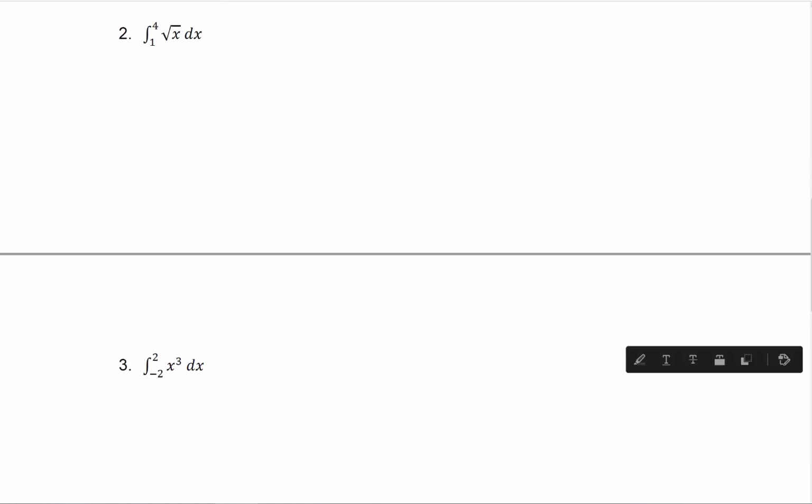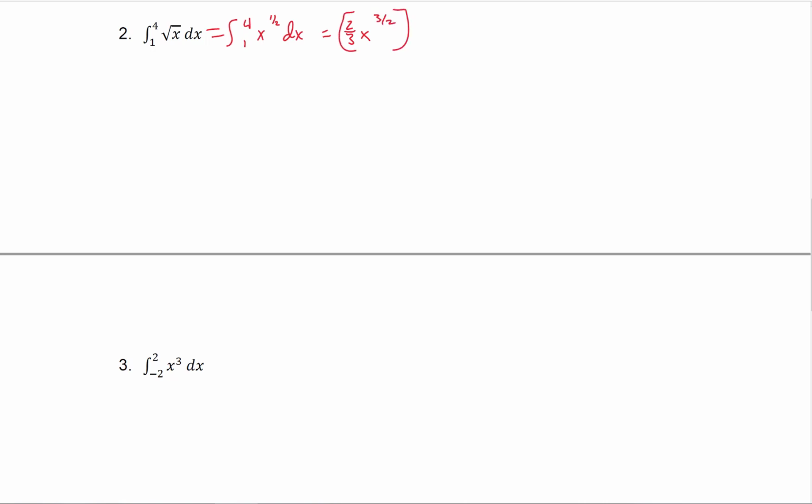So the integral from 1 to 4 of square root of x dx. First things first, let's rewrite this function. So this is the integral from 1 to 4 of x to the 1/2 dx. We did this antiderivative in the last section, so this is going to become 2/3 x to the 3/2 power. And we're going to evaluate that from 1 to 4.